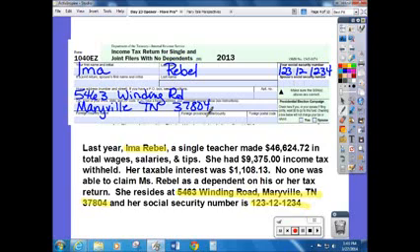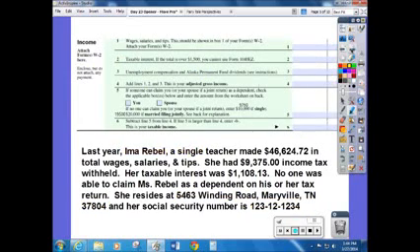37804. The only other thing that we need to know in order to do this tax return is whether or not she wants to contribute $3 to the Presidential Election Fund. Check yes, check no. It doesn't change the refund amount, or the amount that you owe at all. If Miss Rebel was married, we would put her husband's name in here where it says spouse's first name and initial. We would also put his social security number. But since Miss Rebel is single, then we won't have that in there.